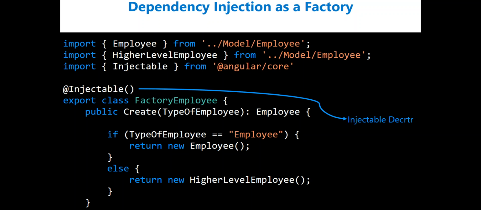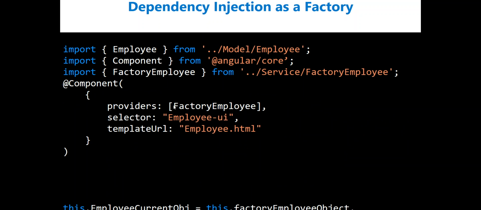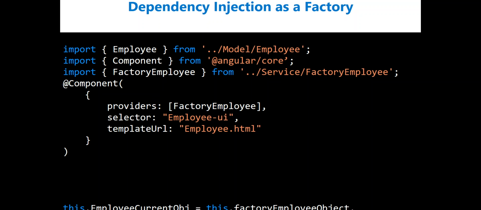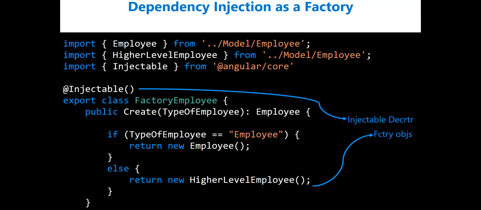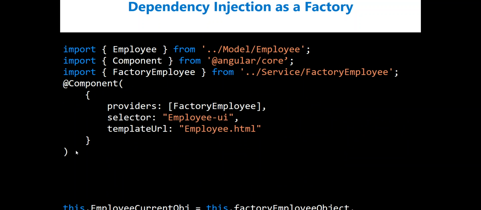So this was the injectable decorator, and these are the factory objects which are actually creating it. So look at the next step. So far we have listed the conditions, provided the objects, and used the injectable keyword. In the next step we have to register the provider to use it in our component when we need the factory service objects.